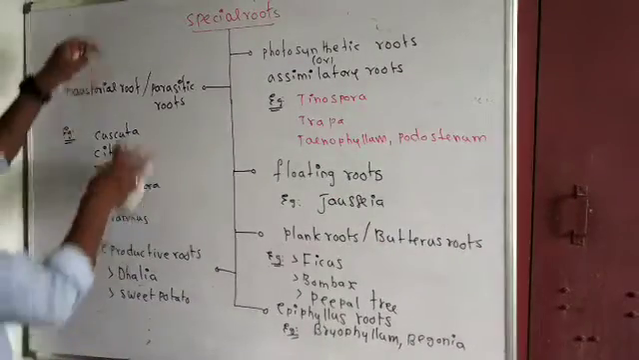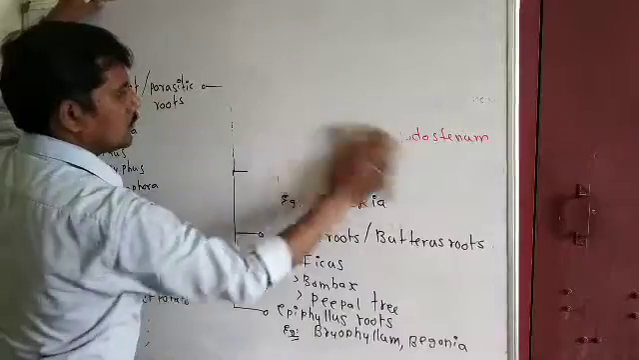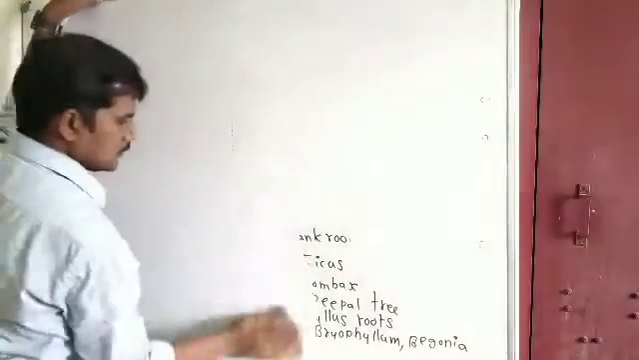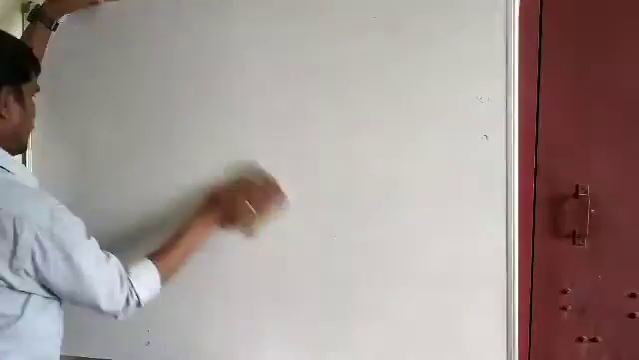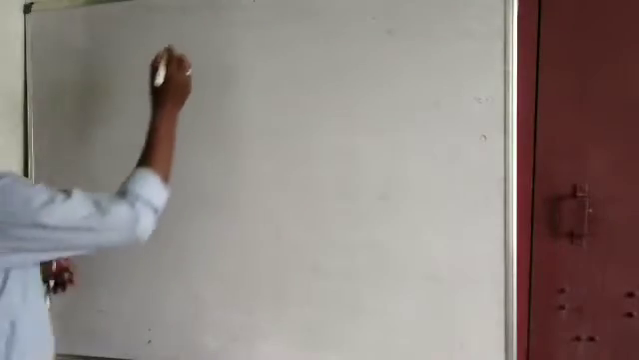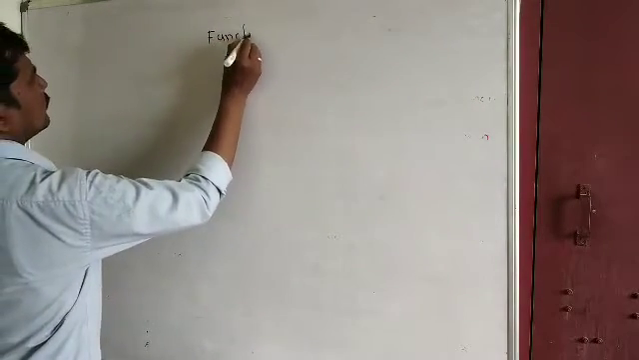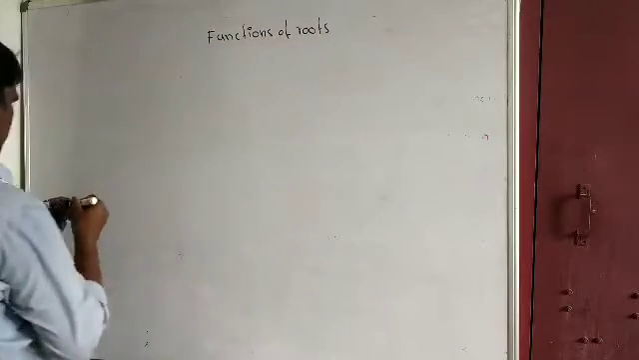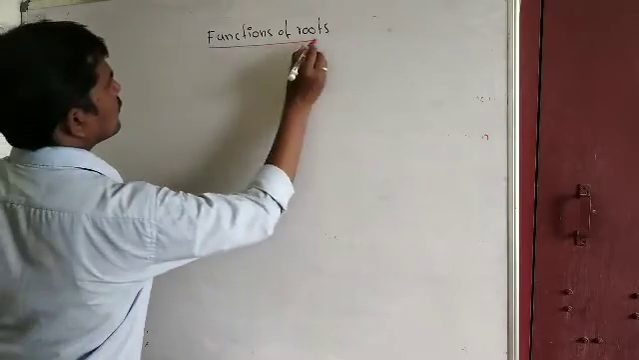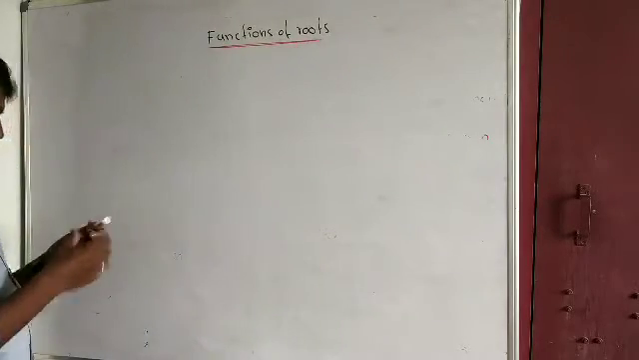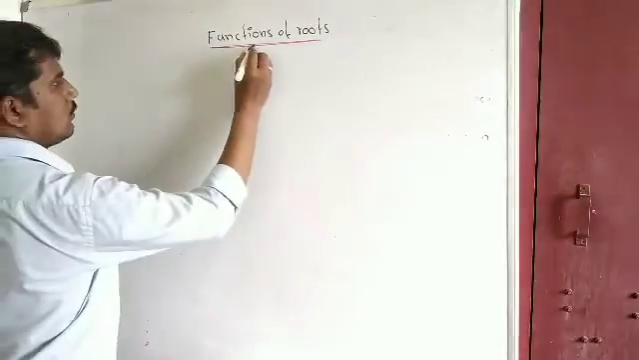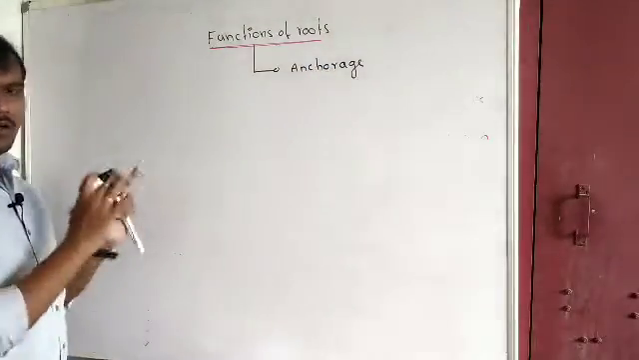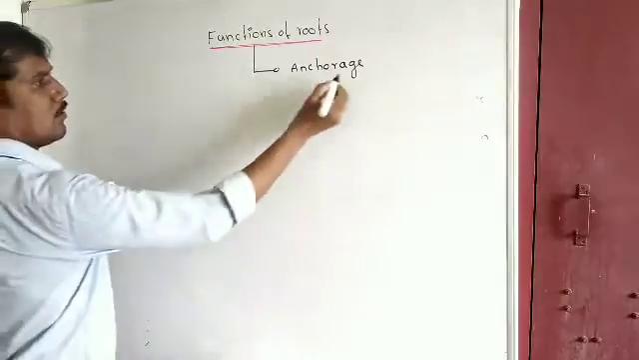Now come to the next point, the functions of the roots. Very important, functions of the roots. Normally the root is involved in binding of the plant parts to the soil, which we call anchorage. Anchorage means roots help to bind with the soil.